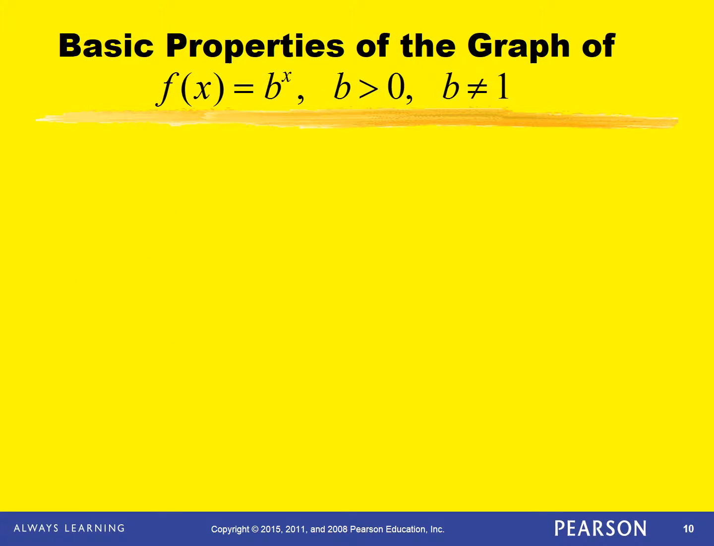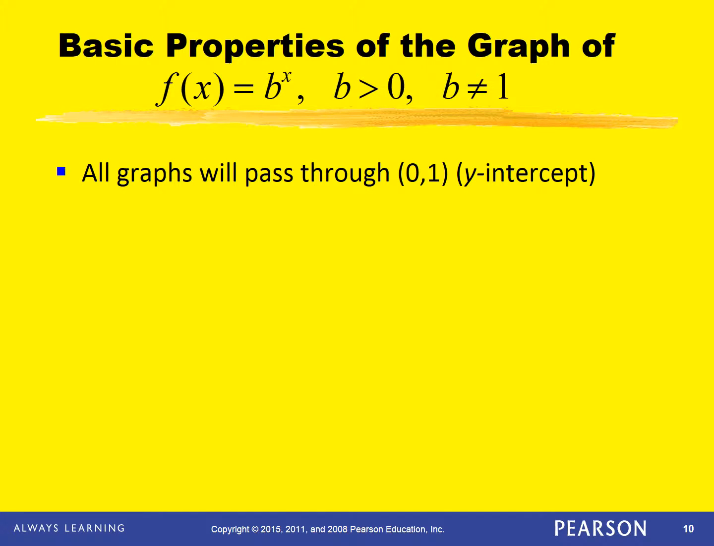So properties of the graph. They all pass through 0, 1, right? When x is 0, when the input's 0, the output's always going to be 1 because of that rule of exponents, which hopefully you remember, that anything raised to the 0 power equals 1. So that makes y 1, right? Because y is this f of x. And so all the graphs pass through the point 0, 1. Just like the one we just saw, right?